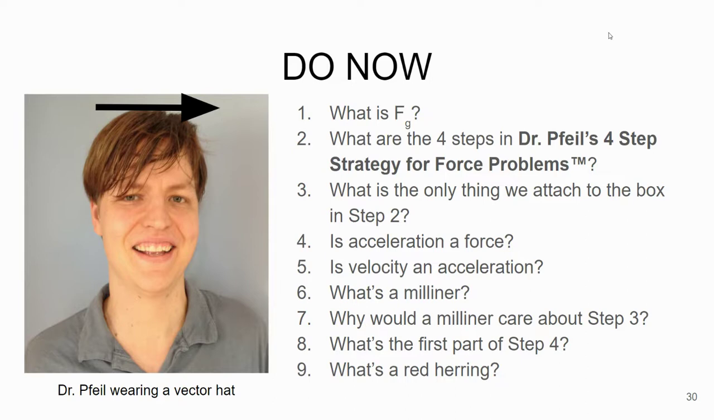Six, what's a milliner? A milliner is a hat maker, or sometimes a hat salesman. Like an old department store might have a millinery section. It's hats, is what that is. Seventh question, why would a milliner care about step 3? Because step 3, Newton's second law, F equals ma, is really sigma F with a hat equals ma with a hat. It's all about the hats.